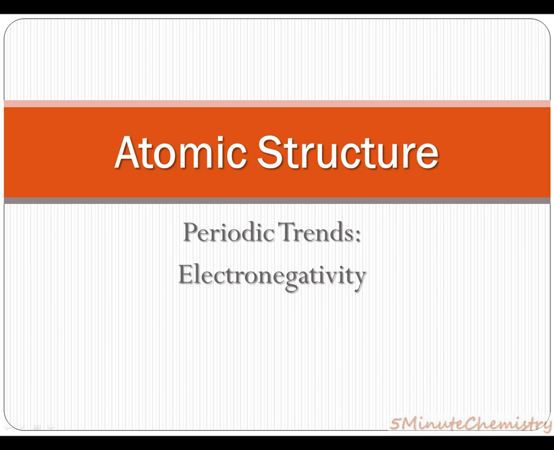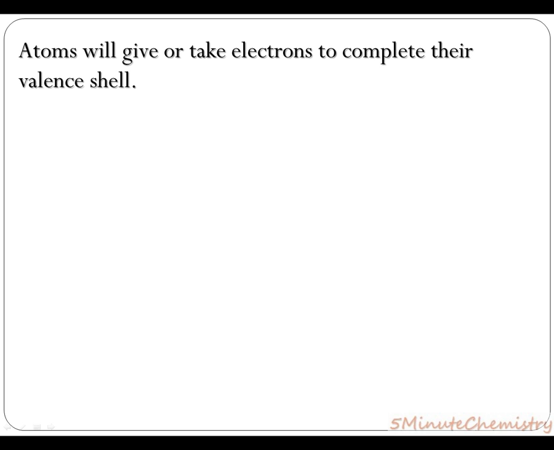Okay, again we're talking about atomic structure. The next periodic trend we're going to discuss is electronegativity. So let's first just talk about what is the tendency of atoms? What do they want to do? Atoms will either give or take electrons to complete their valence shell.